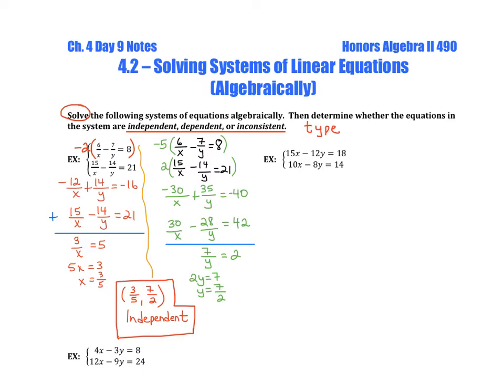So negative 12 plus 15 gives me 3, and my denominator will remain the same. That's what happens when we add or subtract fractions and they have a like denominator. We add or subtract the numerators and leave our denominator the same, which is what I did right here. And then 21 minus 16 will give me 5. If I go through and cross multiply, I get 5x is equal to 3, and then I get x is equal to 3/5.